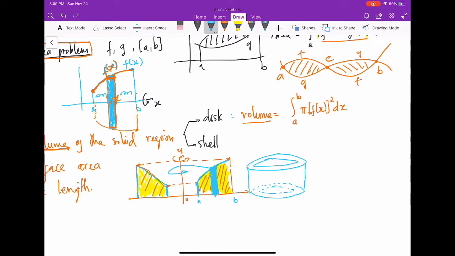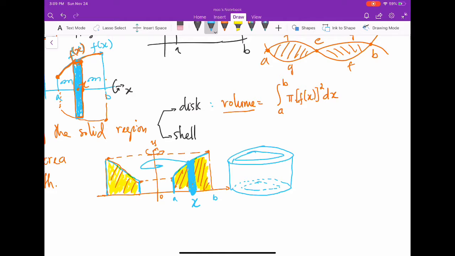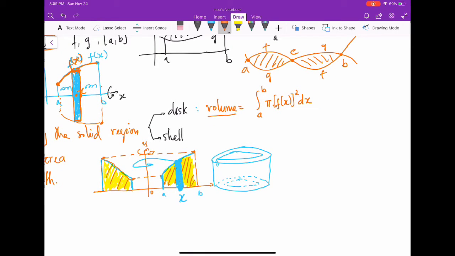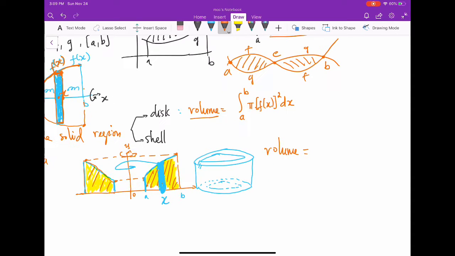So basically, if this is x, I'm talking about rotating about the y-axis, right? So I need to find the volume of each shell, right? Let's say a shell like this. So the volume is equal to the integral from a to b, because you divide from a to b, right? And then you need to find the circumference of this circle. So what is the circumference of this guy? That is equal to 2 pi r, right? But what is r in this case? This is a very special case. r is equal to just x, right? r is equal to x. So I write that 2 pi right here, and then x. And then what is the height of this guy? The height is just equal to f of x, right? So 2 pi x f of x dx.